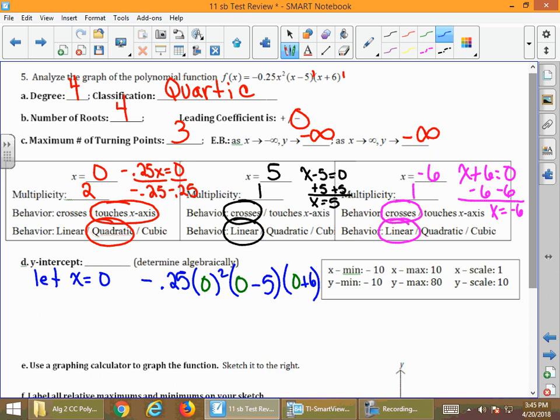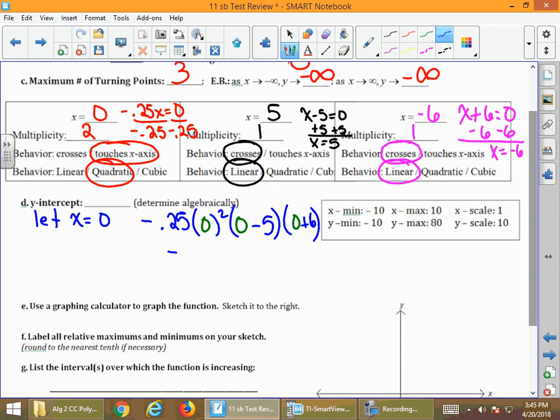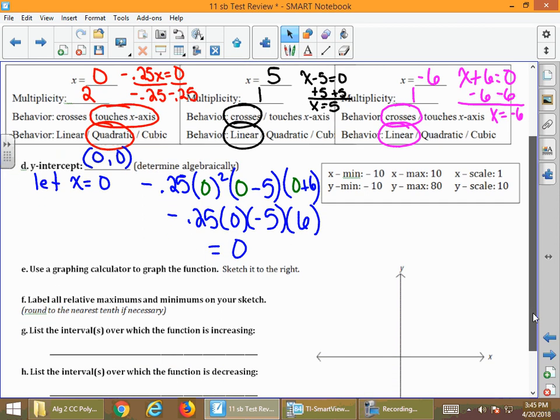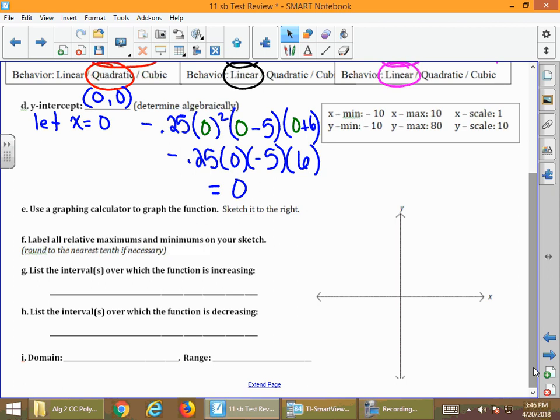When we multiply these all together, this is negative 0.25 times 0 times negative 5 times 6. We've got that 0 in there. This equals 0 when we multiply those all together, so our y-intercept is equal to 0. And we can show that in a moment as we graph this.